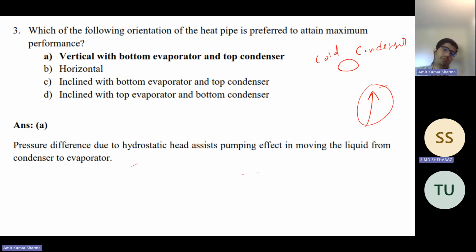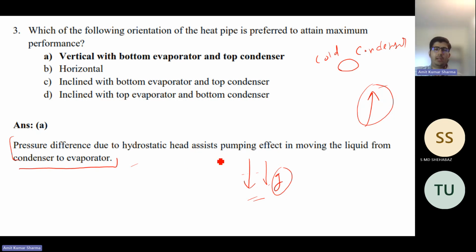For a detailed explanation, you can refer to the class notes. I think in the class notes, the professor has derived a very long relation of the heat transfer with the inclination angle. The main reason is that the pressure difference due to hydrostatic head assists the pumping effect in moving the liquid from condenser to evaporator, because the liquid droplets can easily come downward, because this will be the direction of gravity.